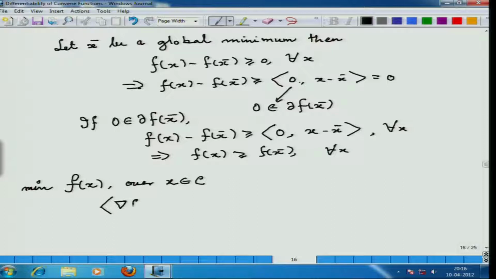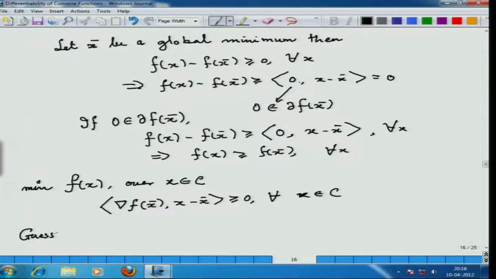So, the optimality condition that we know is that if f is differentiable, then x bar is optimal if and only if the gradient condition holds for all x in C. Now, the question is, if it is not differentiable, how do I replace it with the subgradient? Okay, let us make a guess.